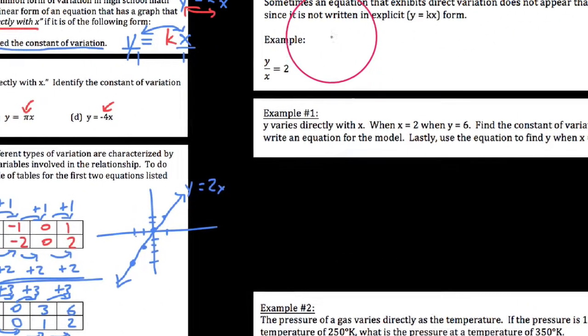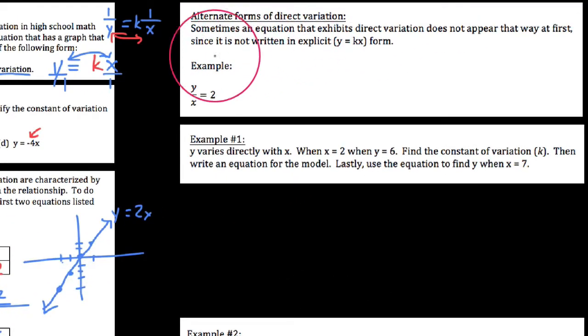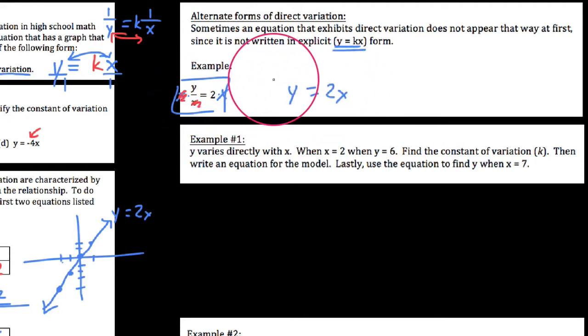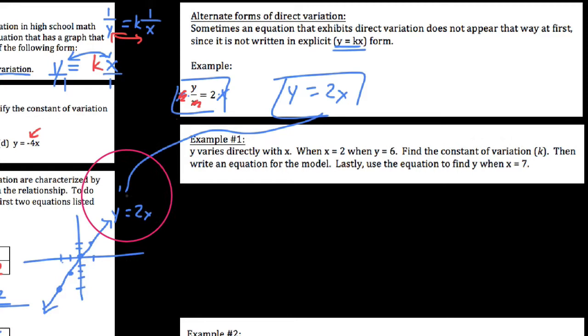So what we're going to do is look really quickly at this. Sometimes you'll see direct variation listed thusly, and I just want to be clear that y over x equals 2 is still direct variation, because we could readjust this by taking both sides of this equation times x, and the x's cancel on the left, and we get y equals 2x.